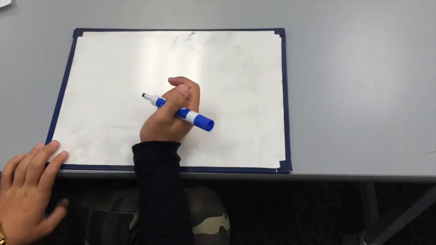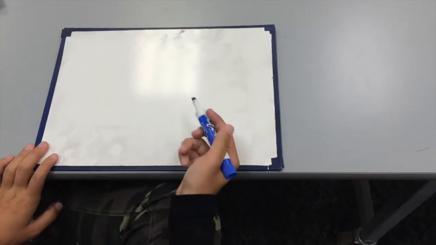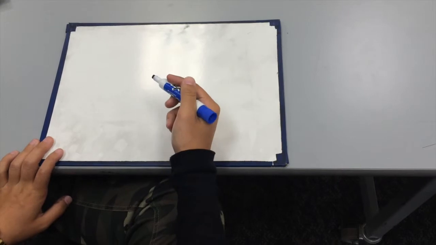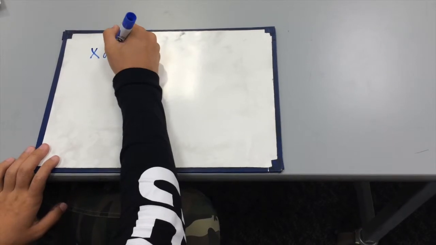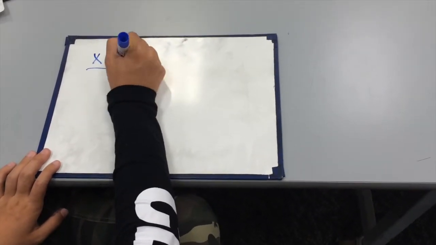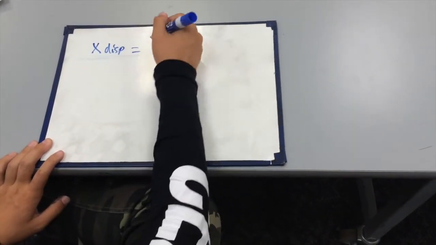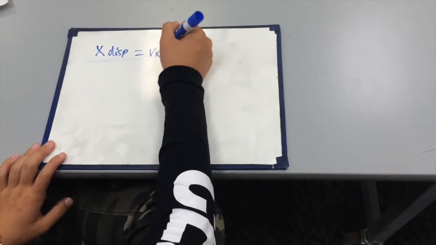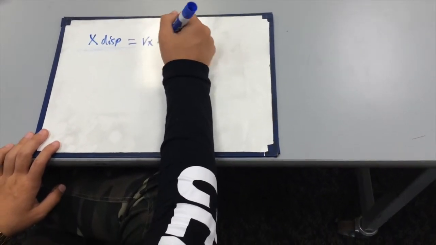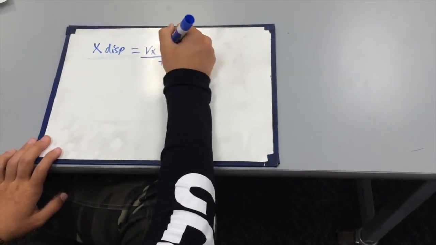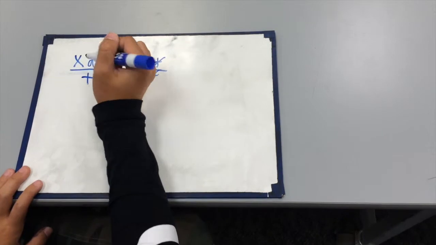Okay, so now that we have found our Vy, we're going to use the x displacement equation to find our Vx, or velocity of x. So x displacement equals Vx times the time. Now we want to get Vx by itself on this side, so we divide by t, canceling them out, and now you have time under the x displacement.